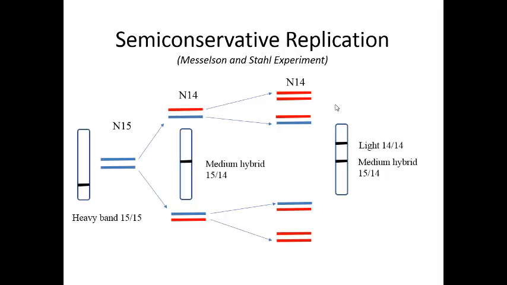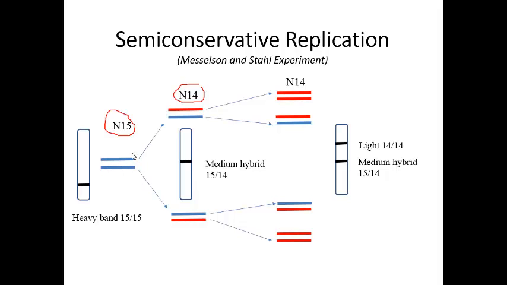Here you see an overview of how the Meselson and Stahl experiment worked. Meselson and Stahl incubated bacteria in two different isotopes of nitrogen. One being a heavy isotope called nitrogen-15, and second being a lighter isotope called nitrogen-14. Meselson and Stahl began by incubating bacteria in the heavy isotope nitrogen-15, so that all the DNA that the bacteria contained is going to contain this heavy nitrogen-15.